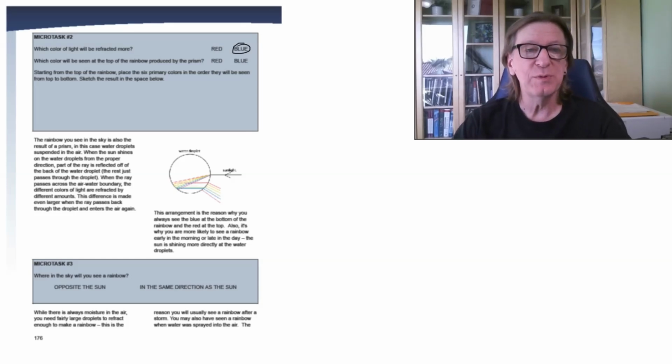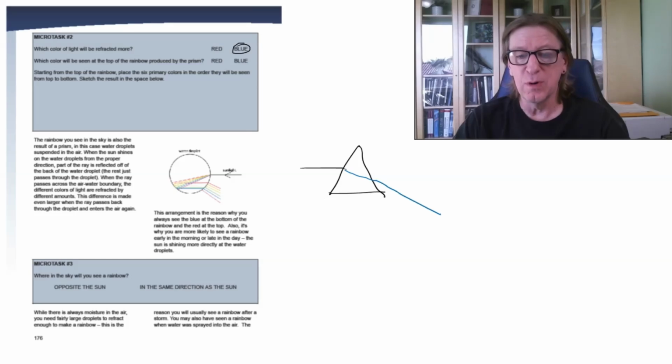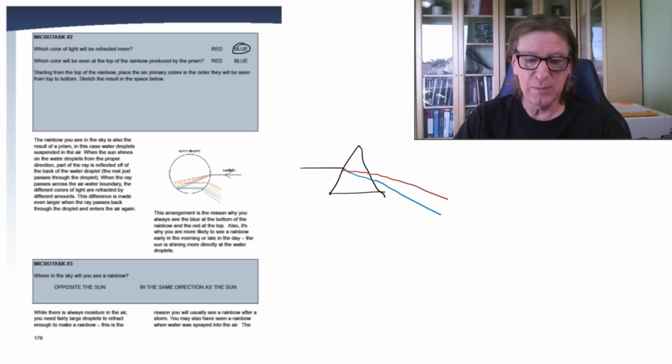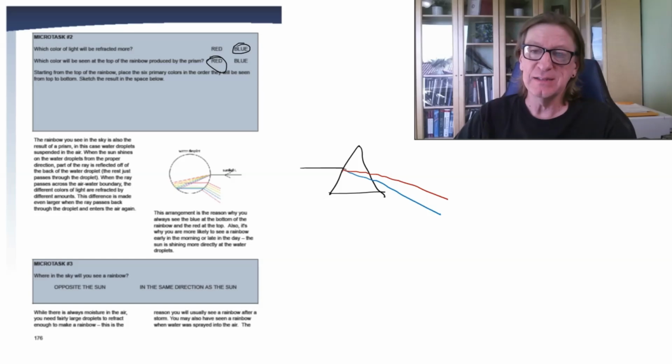So which color will be seen at the top of a rainbow produced by the prism? So let me draw our prism here again. So the light comes in and the blue light is getting refracted more than the red light, like this. So when we look at the rainbow then, which color will always be produced on the top of the rainbow? Well, as you can see, that's going to be the red. And the reason for that is that the red isn't getting refracted as much as the blue light is.